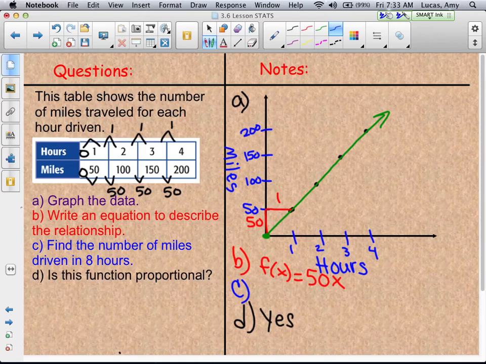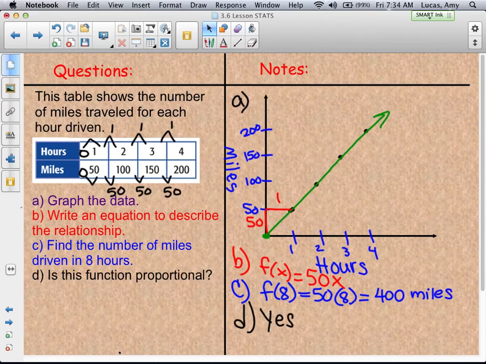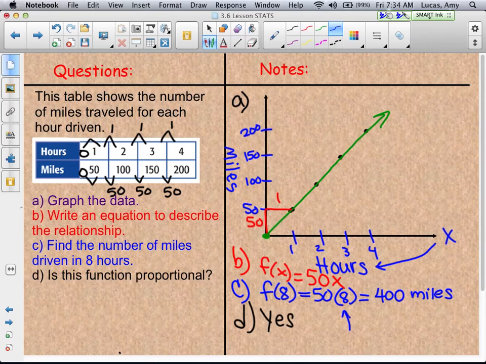Now, let's answer the question. Find the number of miles driven in 8 hours. Well, if this pattern continues, because we've got a line here, I can plug in 8 for x, because x represents the number of hours, and 50 times 8 would be 400 miles. So my variable x represents the number of hours. Right here on the x-axis we have hours, so I could plug in that 8 for x and solve my equation.